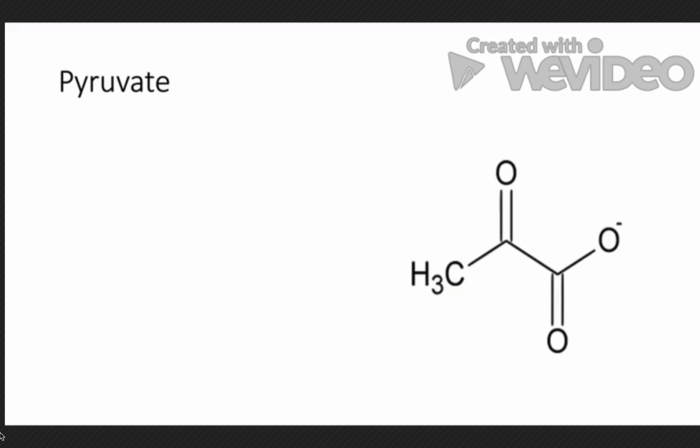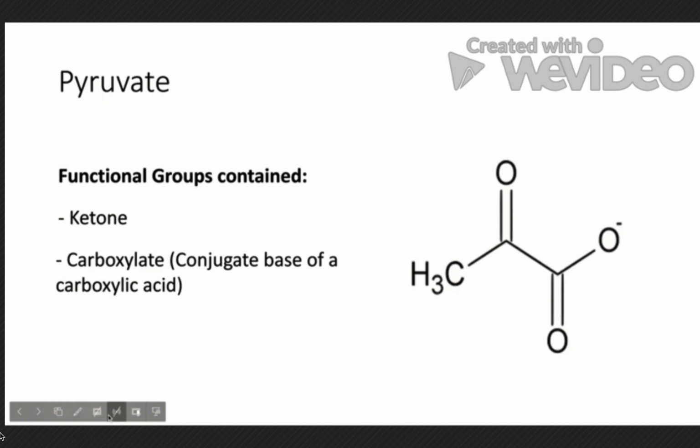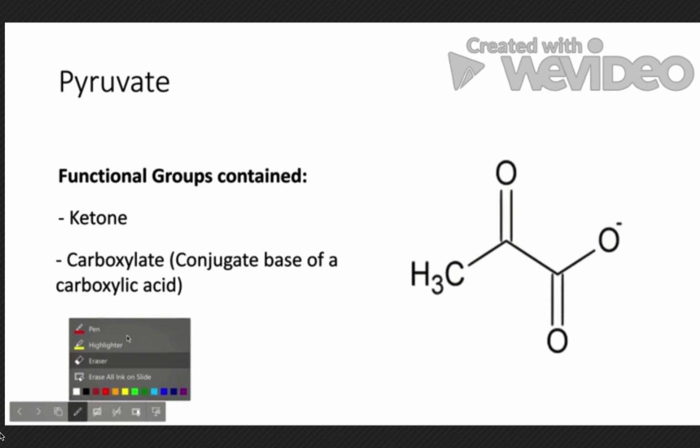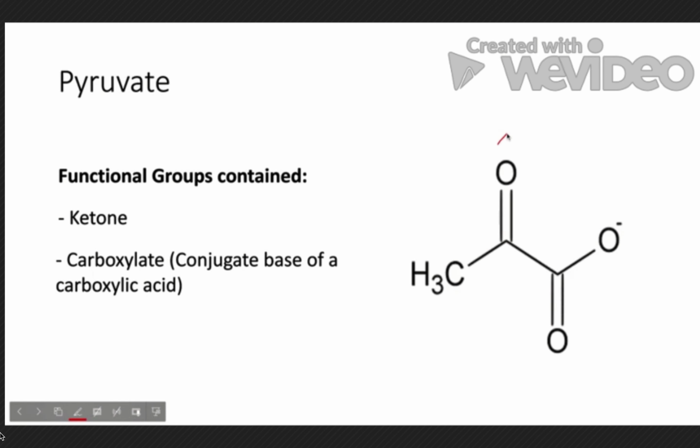As I just mentioned, and as you can see here, pyruvate is an organic molecule. We're not going to be naming this molecule, however, we are going to be identifying the functional groups in it. Once again, we're going to be doing this by circling. The first functional group we have is a ketone. And the next one is a carboxylate. The ketone is here. And the carboxylate is here.